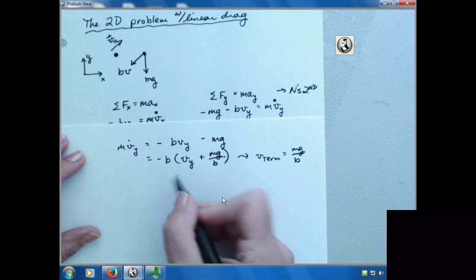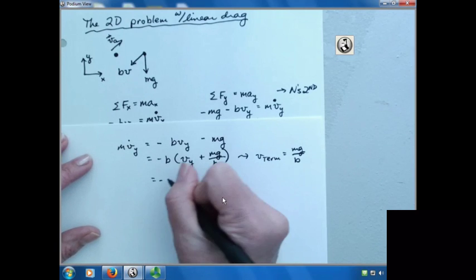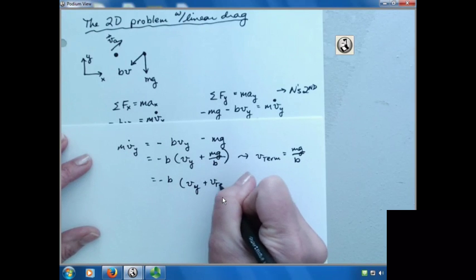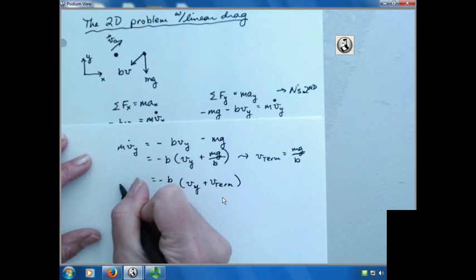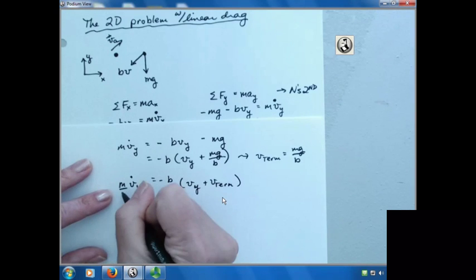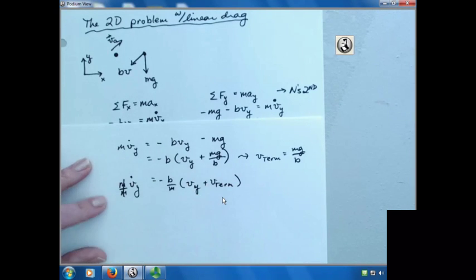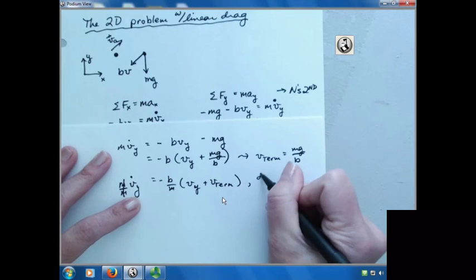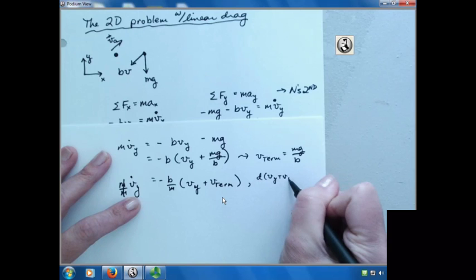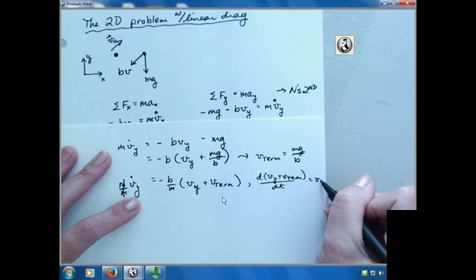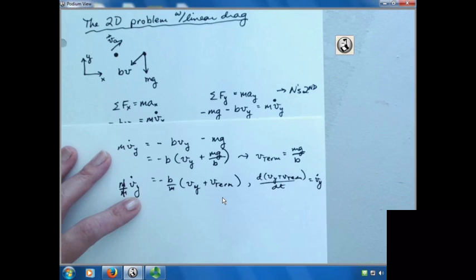All right, so what I have here is minus b times vy plus v term is equal to m times vy dot. Next, I'm going to divide both sides by m. Boom. And then I'm going to say, if this vy plus v term were my variable, then its derivative with respect to time would just be equal to vy dot, dvy dt, because terminal velocity is a constant.